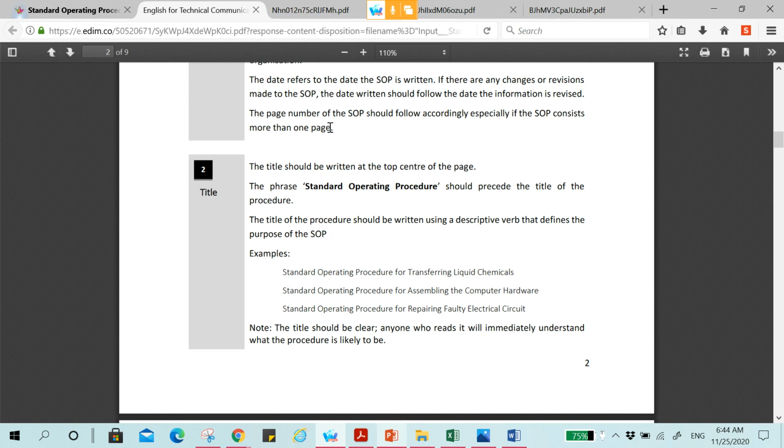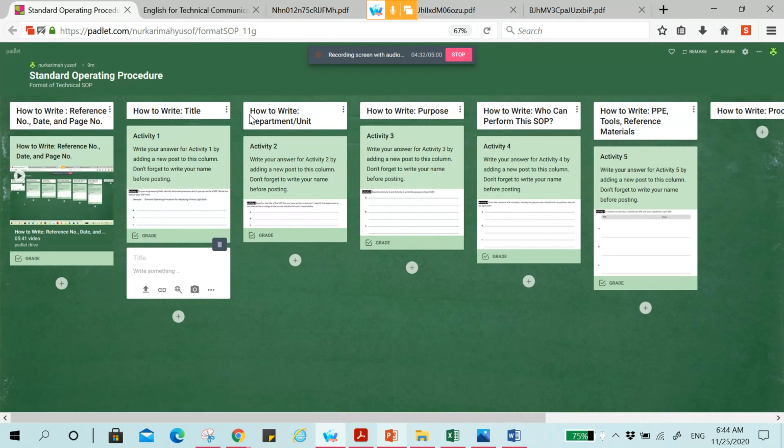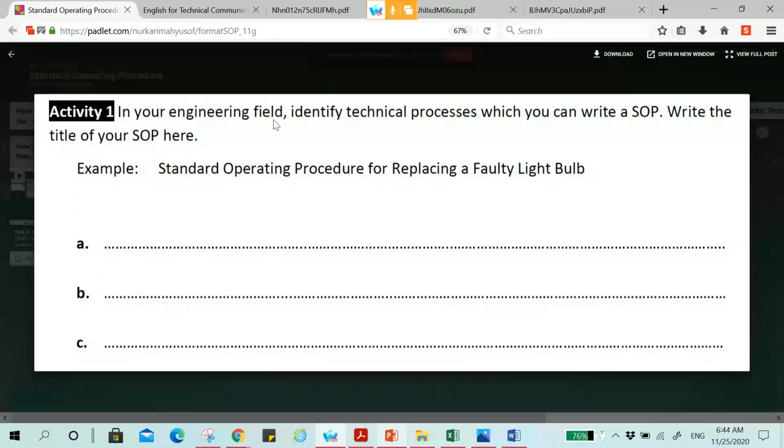Okay, now I hope you understand, and I want you to continue to do activity 1, in which you need to identify technical processes for which you can write an SOP. So write the title of your SOP here. Okay?